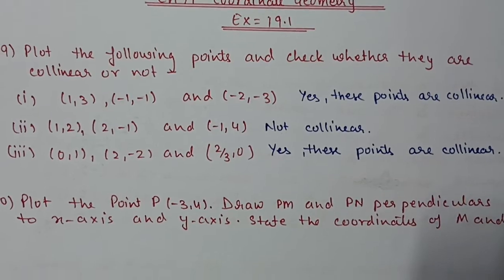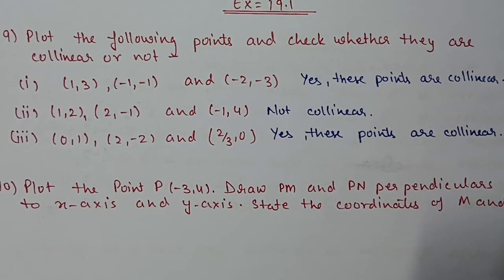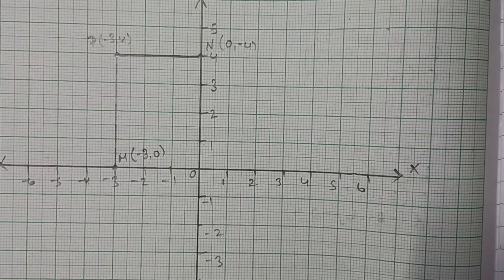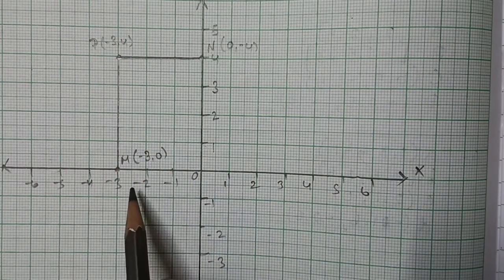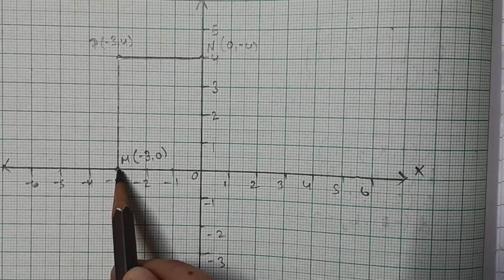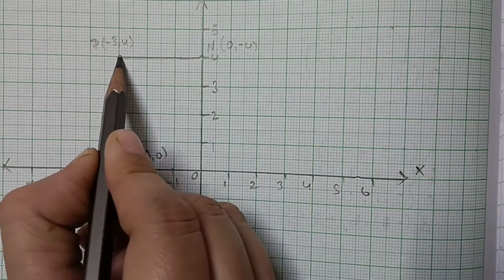Now next question number 10, we have plot the point P minus 3, 4. Draw PM and PN perpendicular to x-axis and y-axis. State the coordinates of M and N. So first we will plot point P. P is minus 3, 4. Minus 3 from the x-axis and 4 from the y-axis. So this is the position of point P.